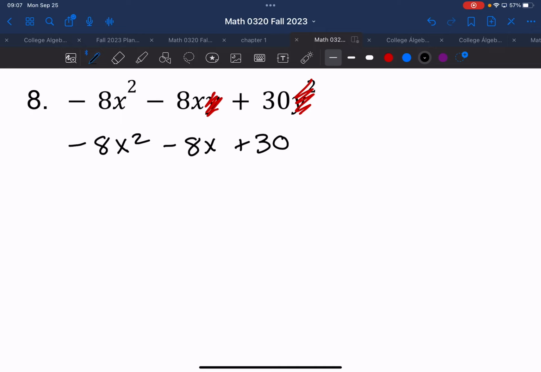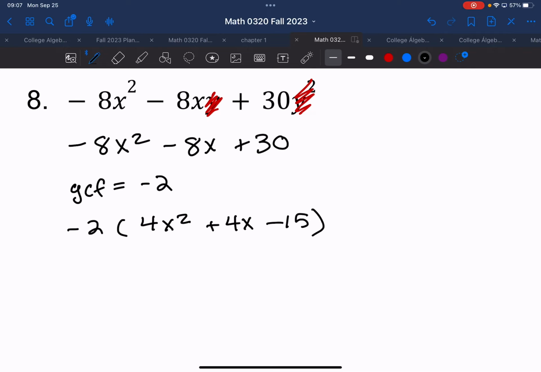Then what's the next thing I'm checking for? GCF. And right away I know this has a GCF because what? That negative right in the front tells me I have a GCF. So what's the GCF for this problem? Negative 2. Good, so I'm going to take out a negative 2, and I'm going to be left with 4x squared plus 4x minus 15. That was me taking out a negative 2.